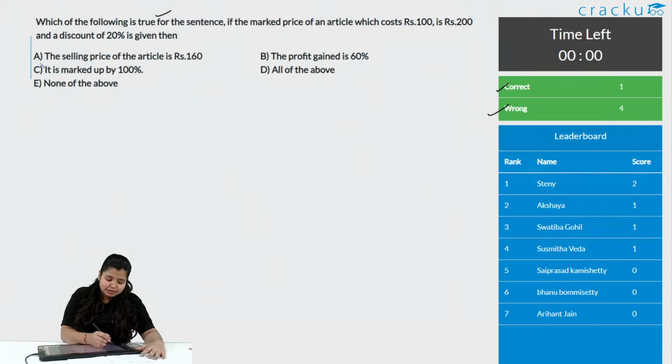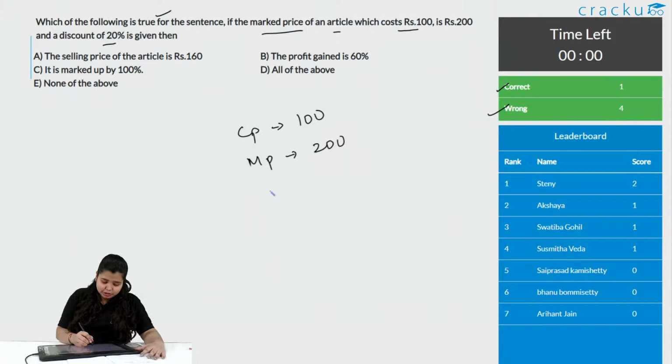Which of the following statements is true? 3 statements are given, and one option is all of the above and another is none of the above. The sentence says the marked price of an article which costs 100 rupees. So, the cost price is 100 rupees, the marked price is 200 rupees, the discount given is 20%. So, the first sentence says the selling price of the article is 160 rupees.